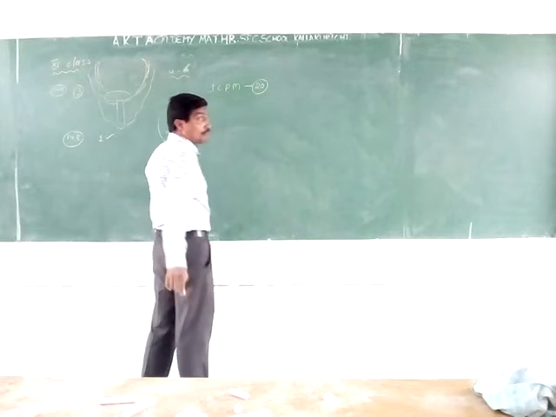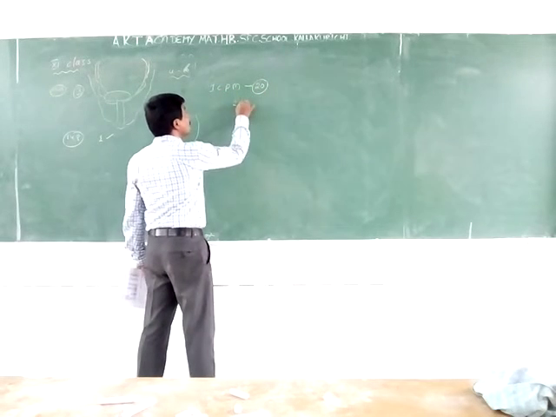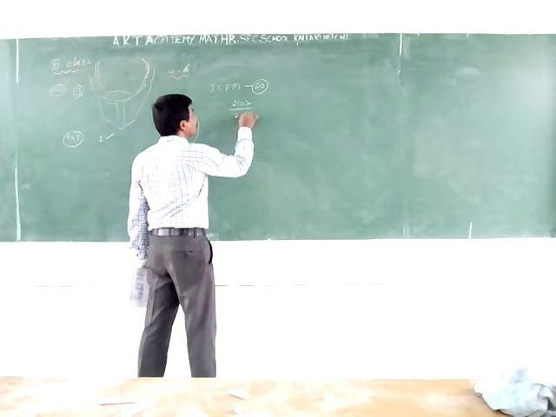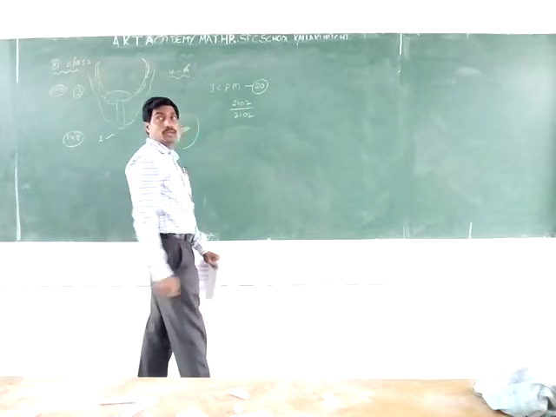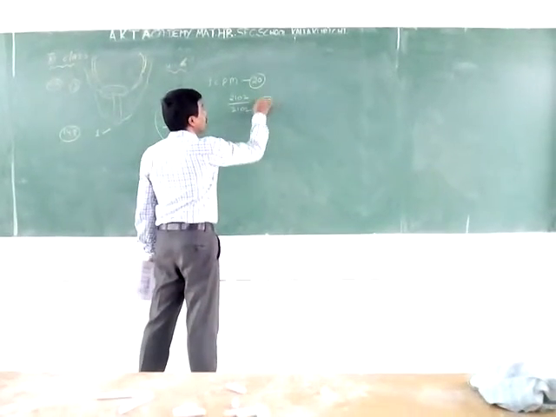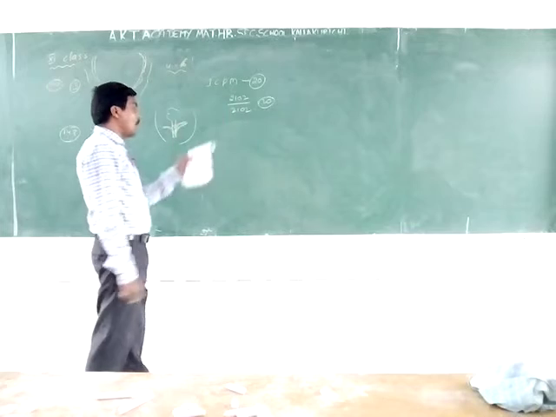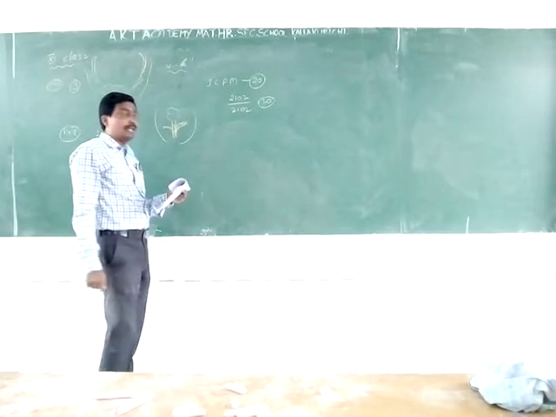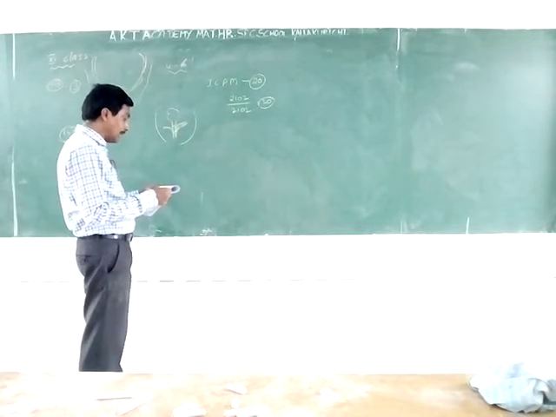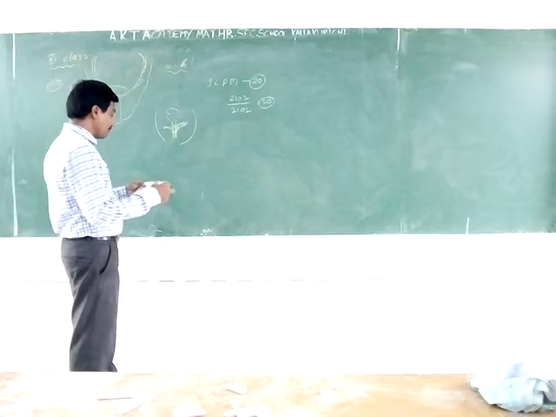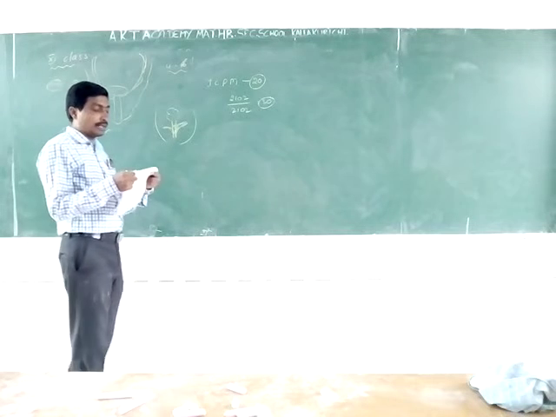The dental formula of milk teeth is 2102 by 2102, total 20 teeth. This is the dental formula of the milk dentition of a baby. The next one: study the following and choose the correct answer.